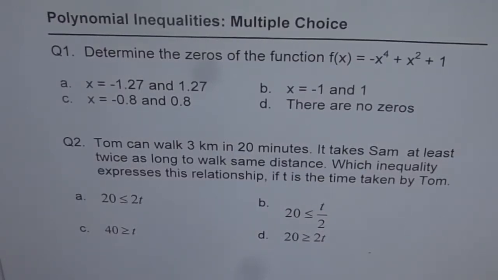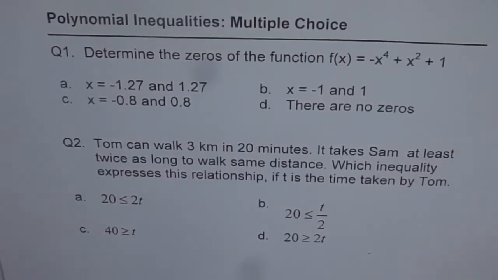Polynomial inequalities, multiple choice. Here are the solutions for the two questions. Question number 1. Determine the zeros of the function f of x equals minus x to the power of 4 plus x squared plus 1.